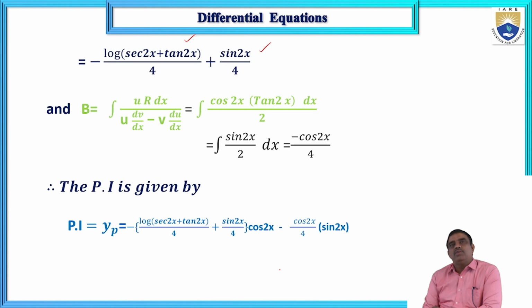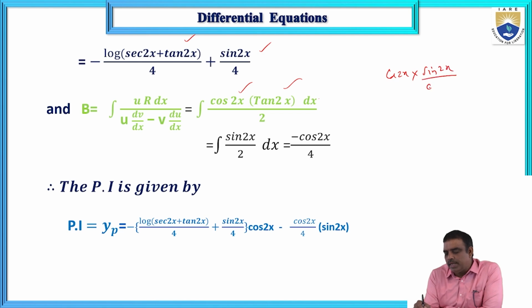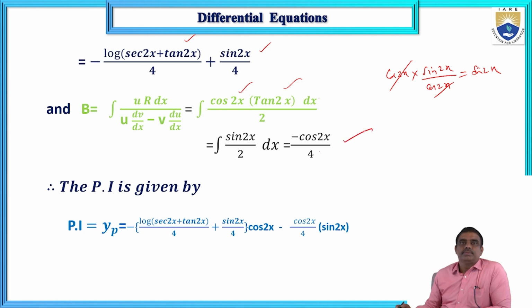Similarly, find the value of b. So b is equal to integral of u r dx by this denominator. Here u is cos 2x into tan 2x dx by 2. So cos 2x into tan 2x means cos 2x into sin 2x by cos 2x. These two cancel, so it is sin 2x dx by 2. Sin 2x integration is minus cos 2x by 2. Already 2 is there, so minus cos 2x by 4.